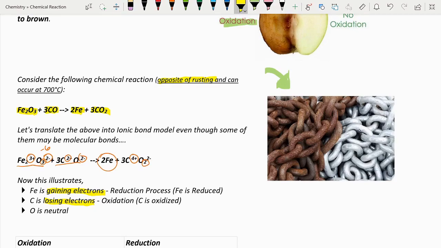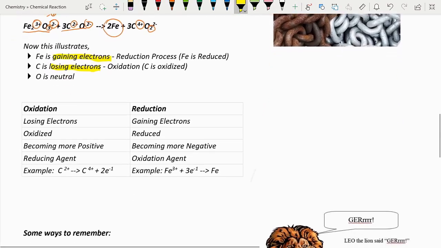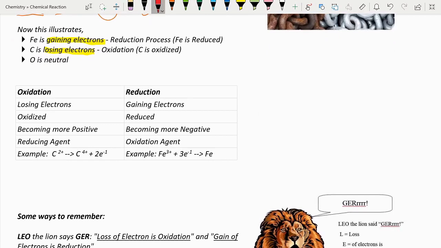Alright, now let's go over what we've covered so far. Oxidation is the process of losing electrons. Reduction is the process of gaining electrons. In oxidation, the species is oxidized. In reduction, the species is reduced. In oxidation, the species becomes more positive. In reduction, the species becomes more negative. Oxidation affects the reducing agent. Reduction affects the oxidizing agent.